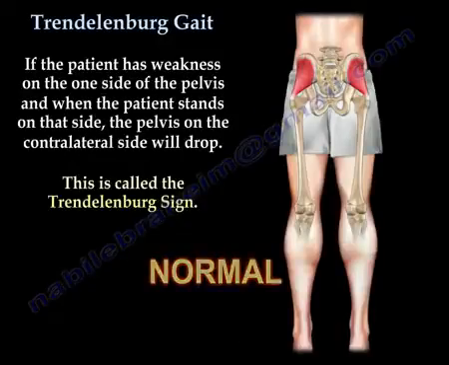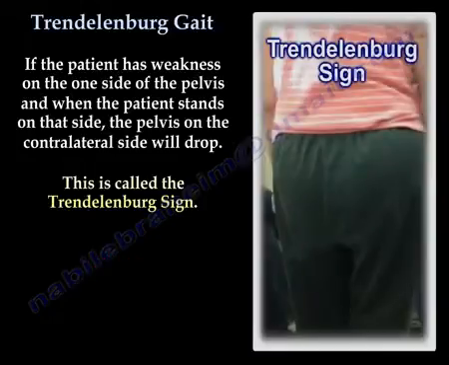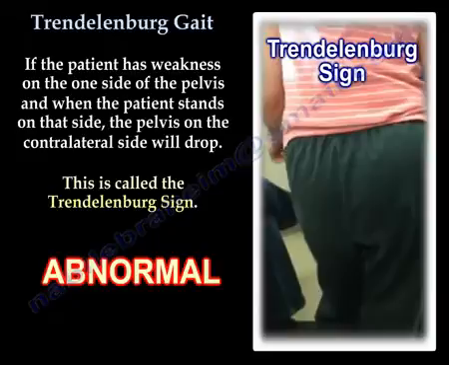If the patient has weakness on one side of the pelvis, and when the patient stands on that side, the pelvis on the contralateral side will drop. This is called the Trendelenburg sign.